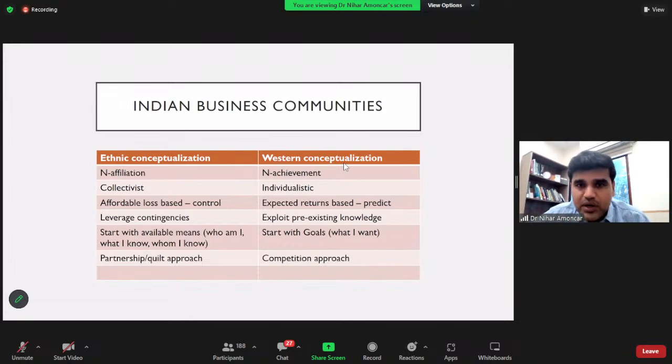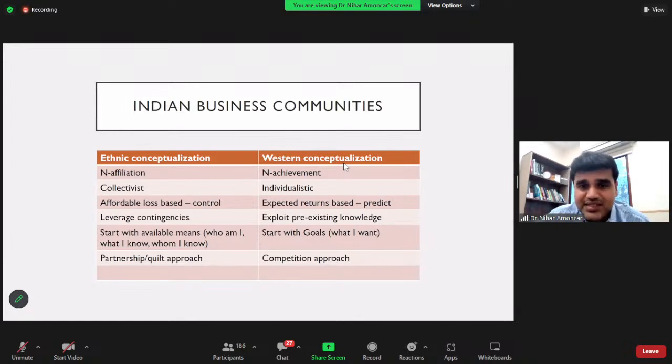So just to give you a little bit of background, the Indian conceptualization, I've called it ethnic conceptualization because in India, mainly it is the ethnic business communities that actually flourished in entrepreneurship. So in India, we saw that a lot of these business communities work on an affiliation mode. That means it's about a collectivist way of achieving success. It was about group behavior.